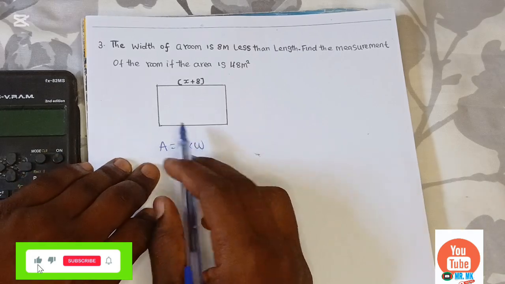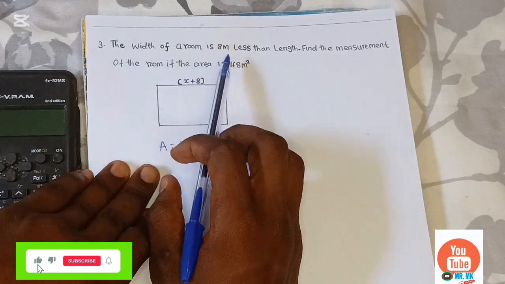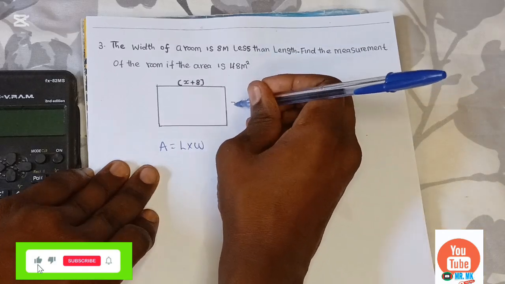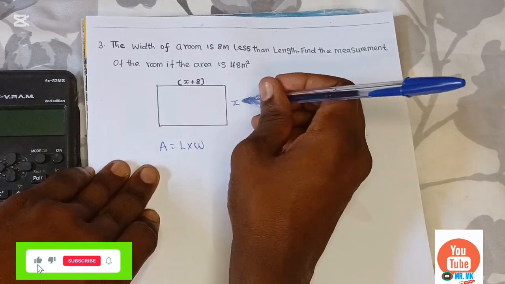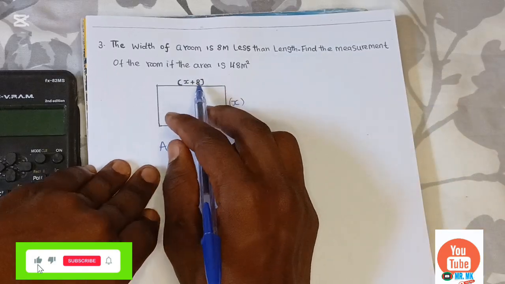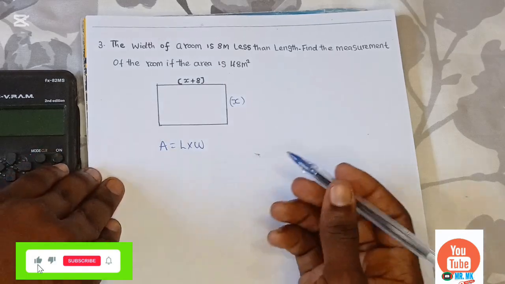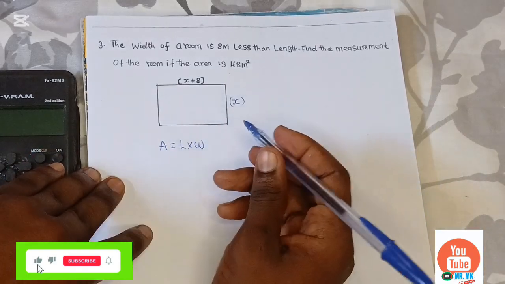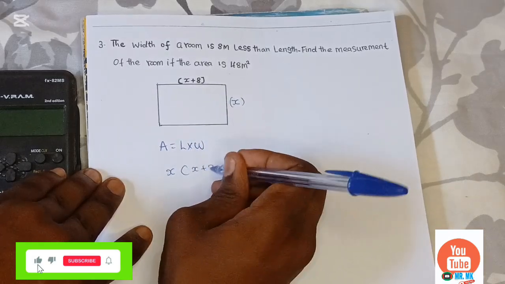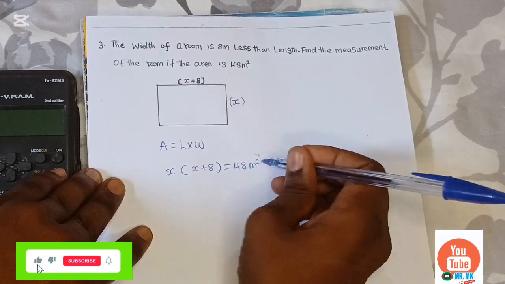Now for this question, the question says the width of the room is 8 meters less than the length. Let's assume the width be x. If the width be x, the length will be x plus 8. For that case, let's substitute it into the formula. The area of a rectangle is length times width. That is, x into bracket x plus 8 is equal to 48 meters squared.